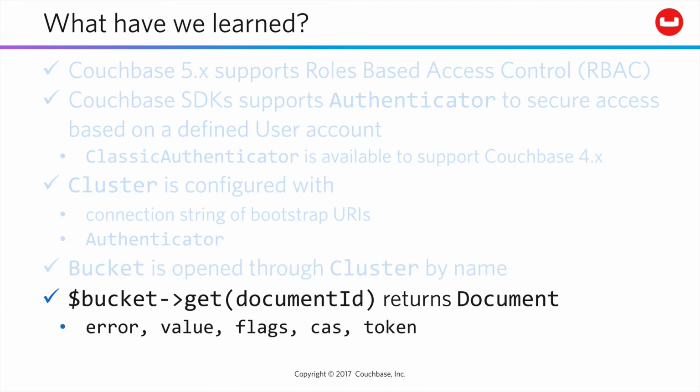The bucket get, as we saw, returns a document. All of the accessor methods through the bucket will return a document or set of documents, and the document exposes an error, the underlying value, potentially some flags, a check and set value, which is used for optimistic locking, and potentially a mutation token if that feature is enabled.